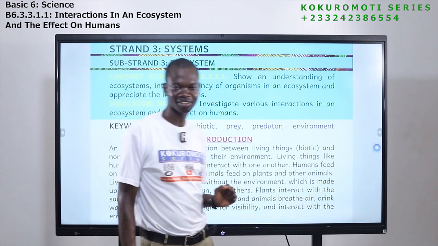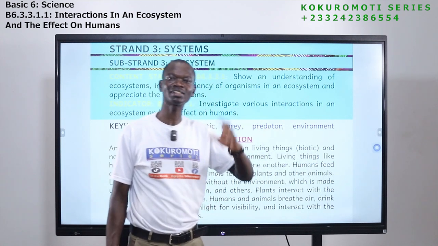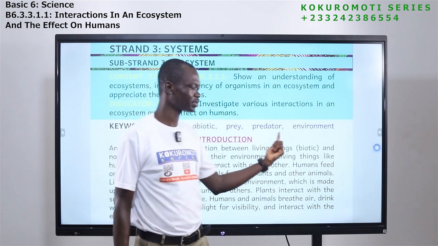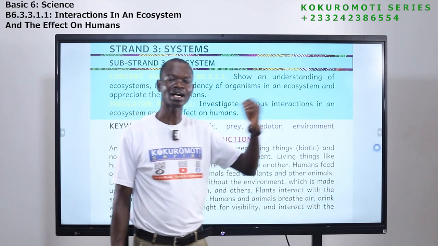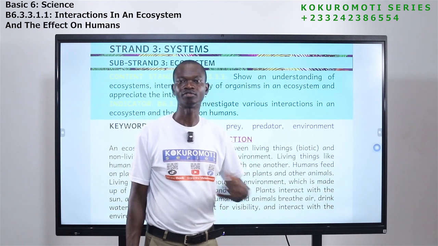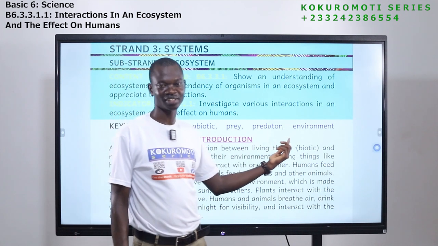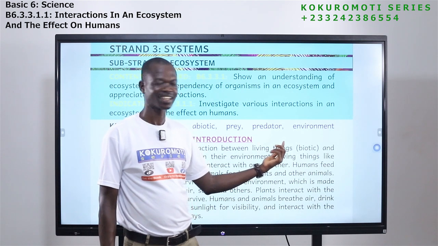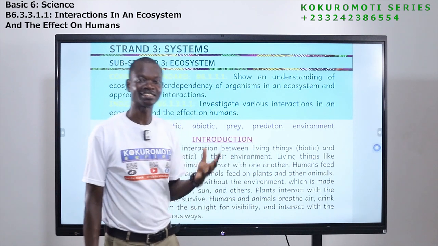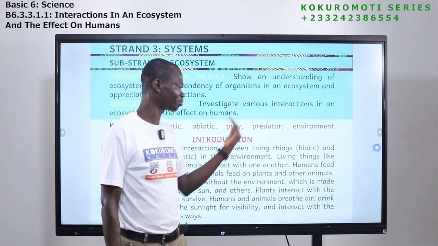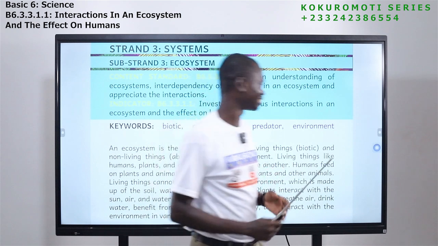The next word is predator. So the animals that chase other animals, the animals that kill other animals, the animals that eat the flesh of other animals, they are called predators. So a predator is an animal that kills other animals for food. Prey suffers in the hands of a predator. Predators kill prey for food. Prey also run away from predators because they know they will be killed by them.